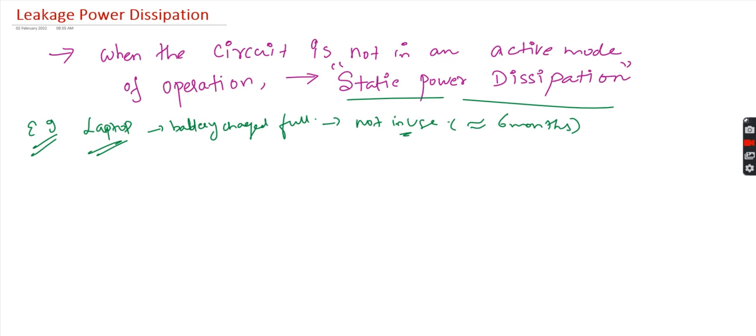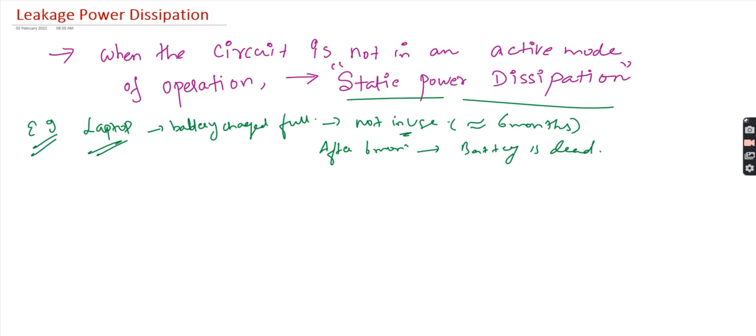The battery is full, but after 6 months, your battery is dead. What is the reason? The reason behind that is there will be leakage power. Even though your circuit is not in active mode of operation, a certain amount of leakage current flows slowly, and due to that leakage power your battery will be drained. So you cannot use your battery completely. This is what I call static power dissipation.